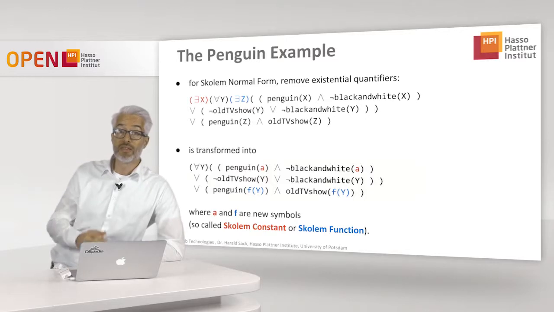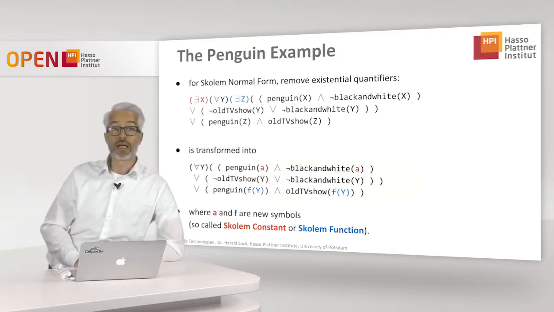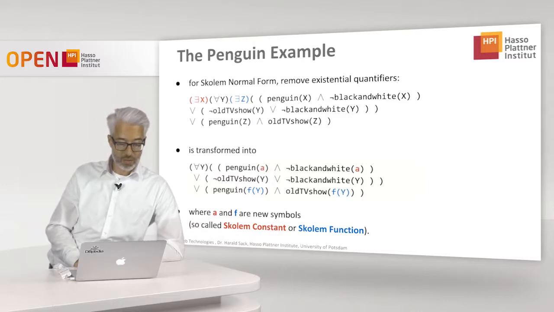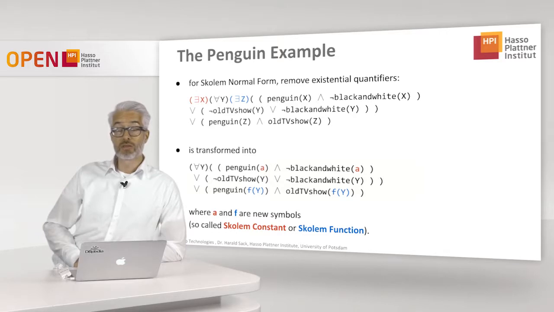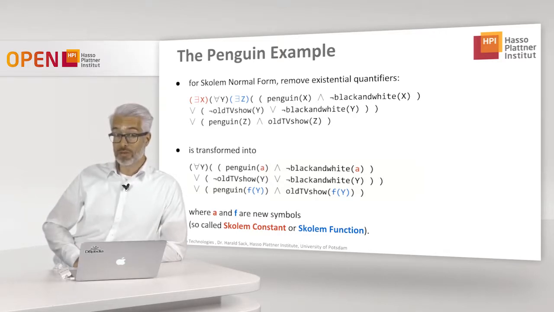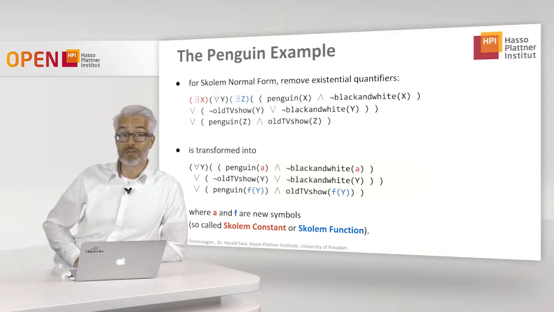So we have here already our penguin example in the Prenex normal form, and now we look at the quantifiers. We see the very first existential quantification is at number 1, which means there is no universal quantification left of it. So this is pretty simple. Therefore, we substitute this existential quantification simply by a new constant. So x here is substituted by a new constant a, and we are talking about penguin a and black and white a.